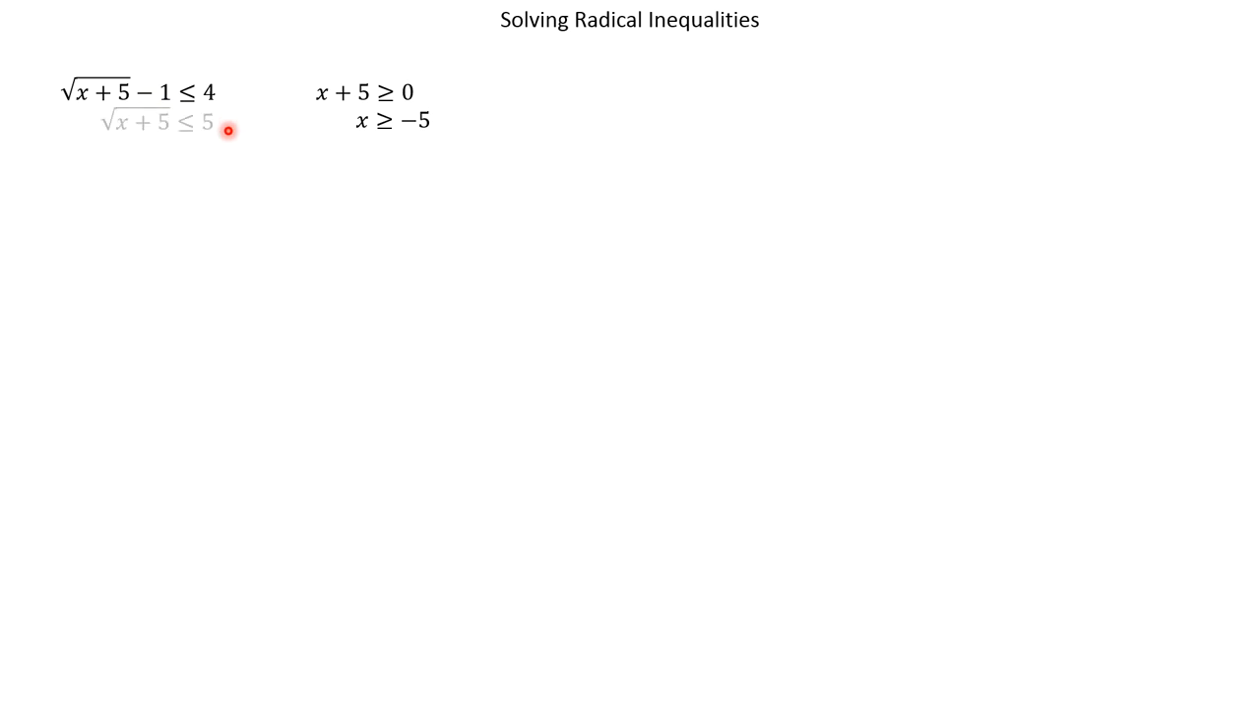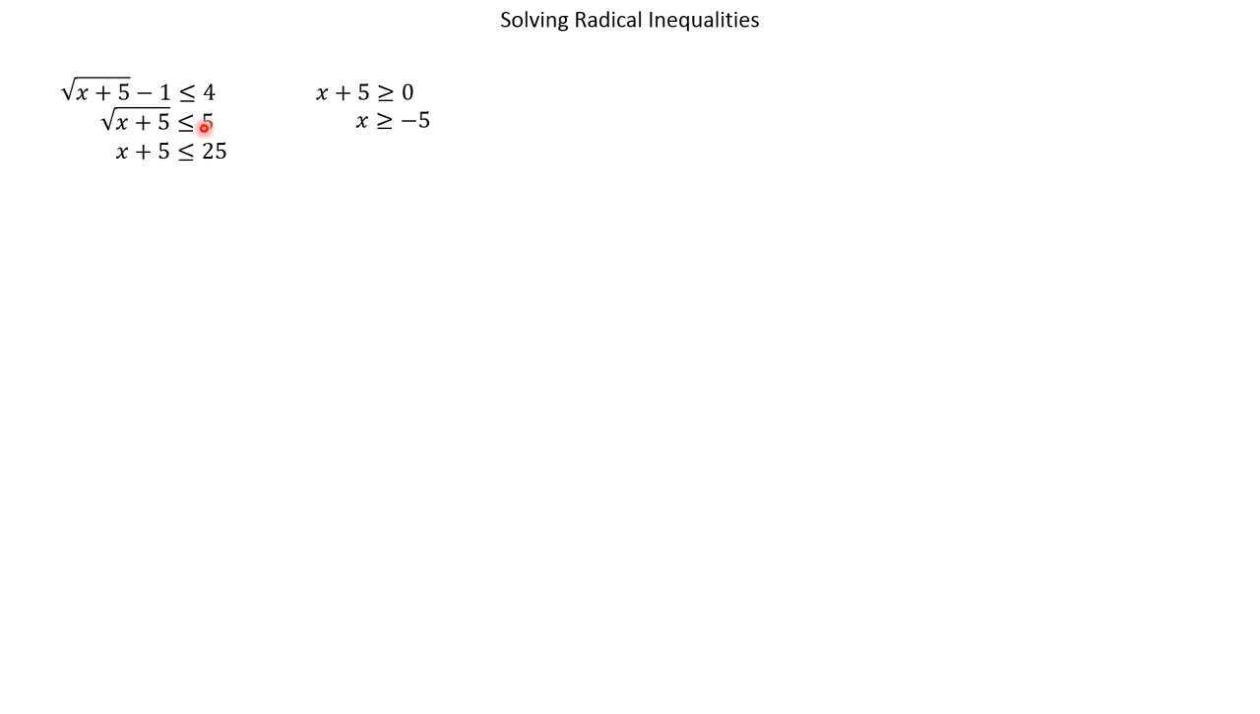We can add 1 to get the square root of x plus 5 is less than or equal to 5, and then square both sides. X plus 5 is less than or equal to 25. And notice I didn't worry about switching the sign, because we only have to switch the sign when we multiply or divide by a negative. Well, 5 is a positive number, so that's not a problem. And square roots are always positive, so that's not a problem. So we don't have to worry about switching the sign so much.